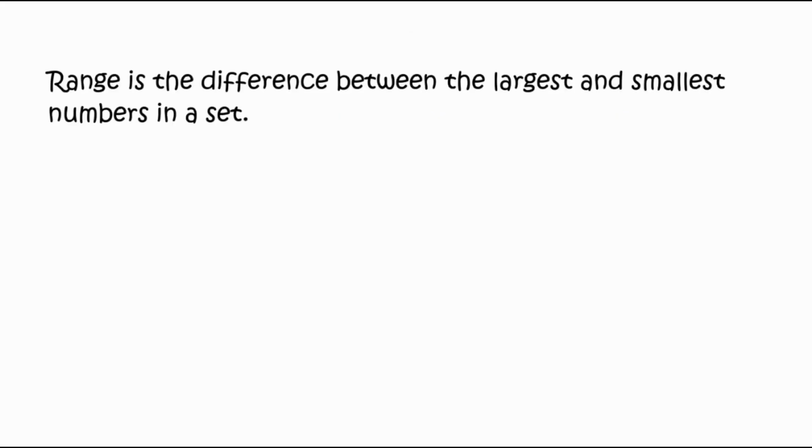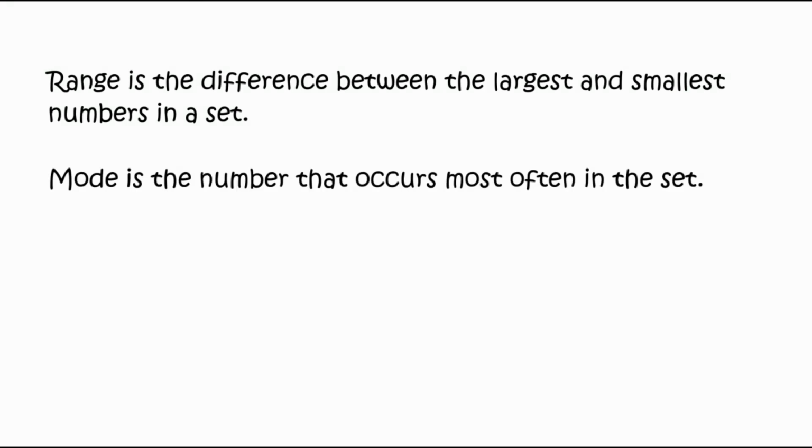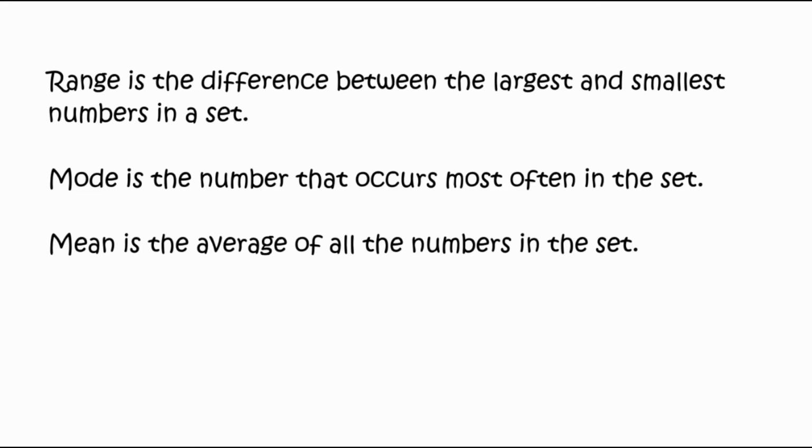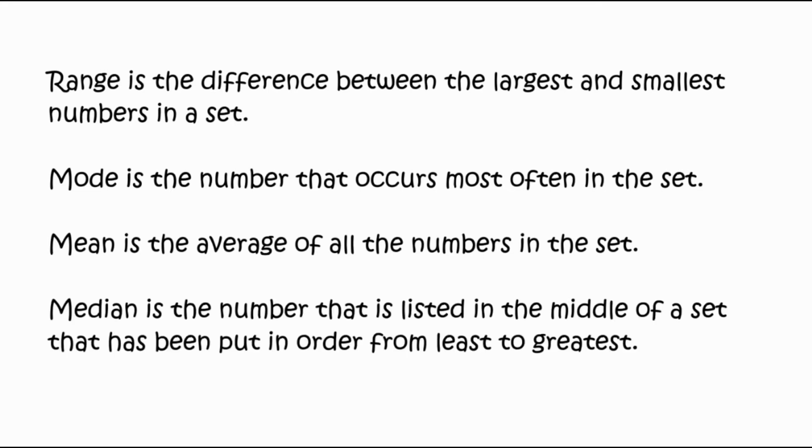Let's review. Range is the difference between the largest and smallest numbers in a set. Mode is the number that occurs most often in the set. Mean is the average of all the numbers in the set. Median is the number that is listed in the middle of a set that has been put in order from least to greatest.